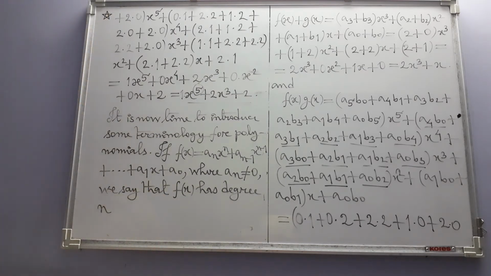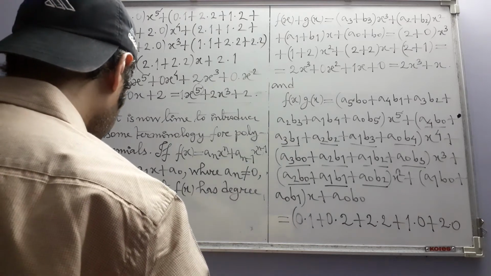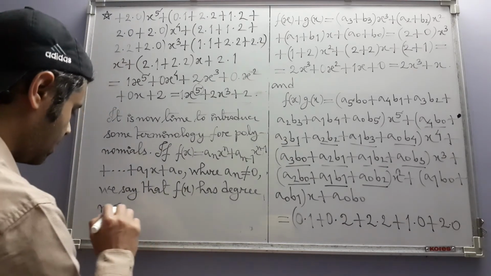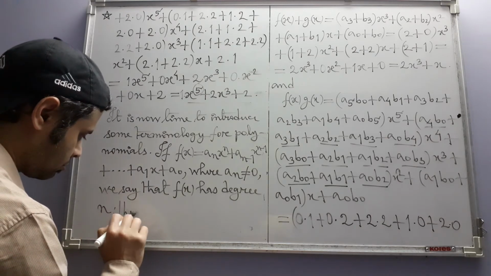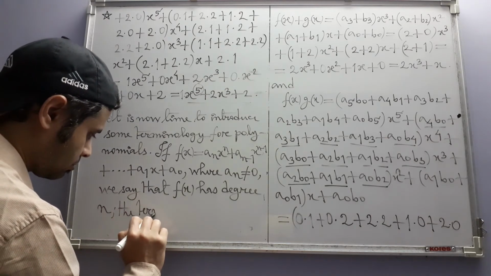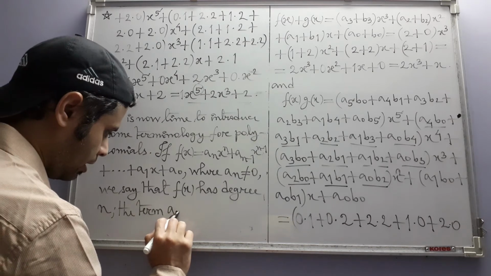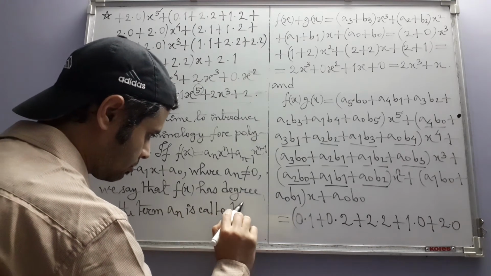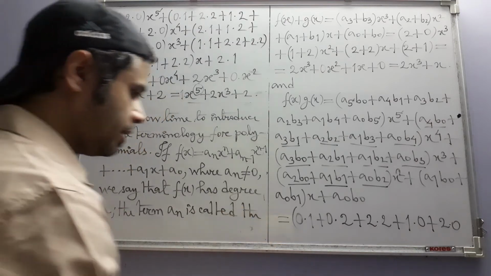Okay, so that is the degree of the polynomial. The term an is called the leading coefficient.